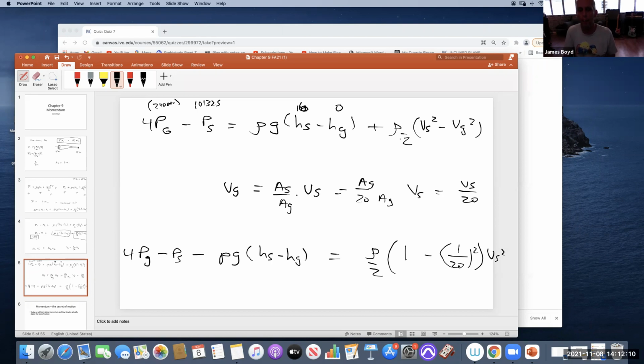In part 3, the areas will stay the same. The pressure at the ground will be 4 times what you found in question 2. Pressure in the shower will still be 101,325. Height of the shower is 16, height of the ground is 0. So you should be able to get that done.